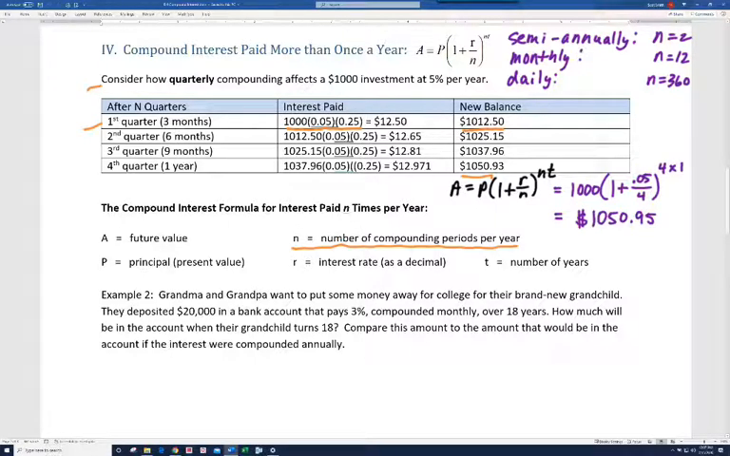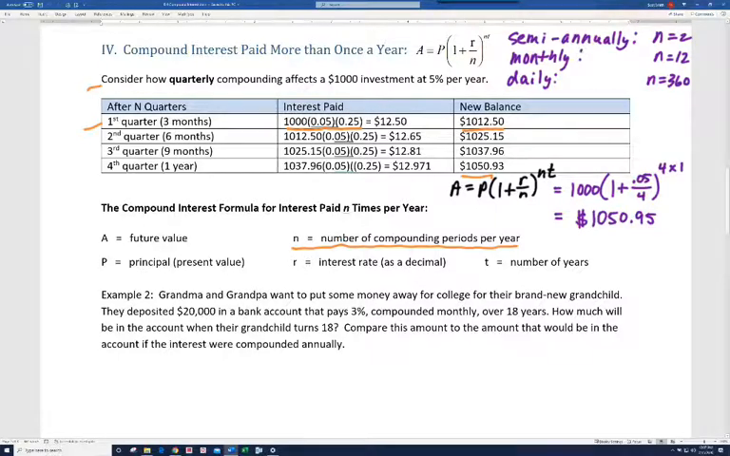All right, so let's go ahead and look at example 2. It says, Grandma and Grandpa want to put some money away for college for their brand new grandchild. They deposited $20,000 in a bank account that pays 3% interest compounded monthly over 18 years. Well, that's when she'll be ready to go to college. How much will be in the account when their grandchild turns 18? Compare this amount to the amount that would be in the account if the interest were compounded annually.